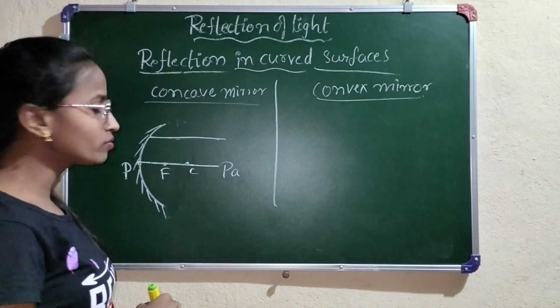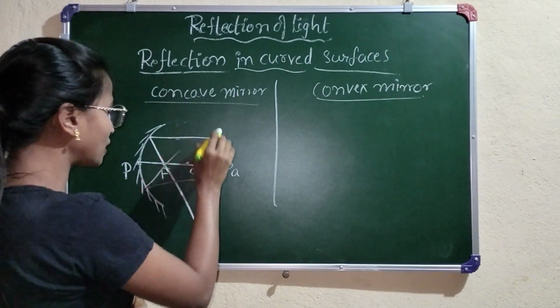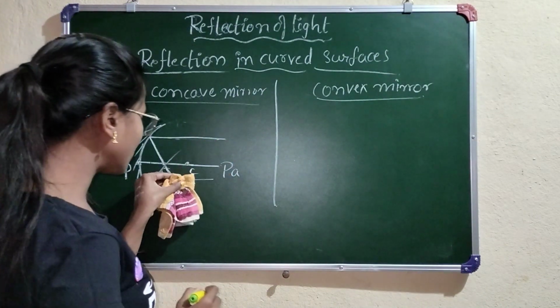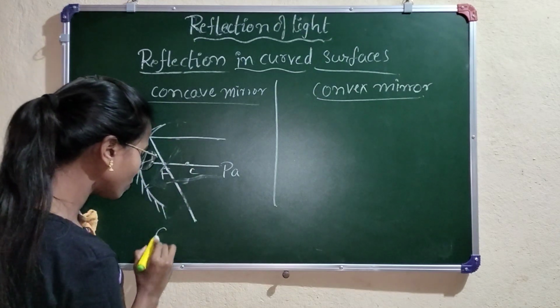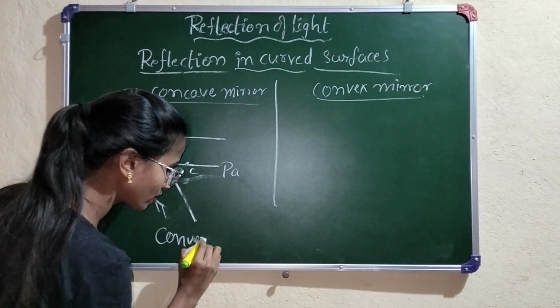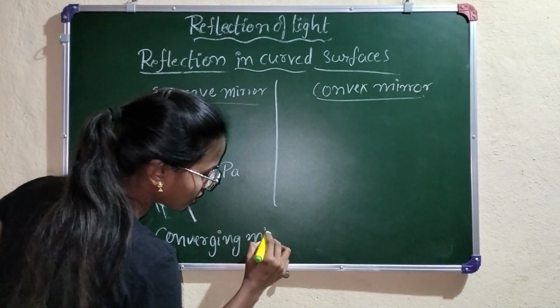So if you are sending any light ray, by looking at the shape of this mirror also we can predict it will converge the light inside only. Yes, it will converge the light inside only. So that is the reason this concave mirror is called a converging mirror. Yes, this is a converging mirror.